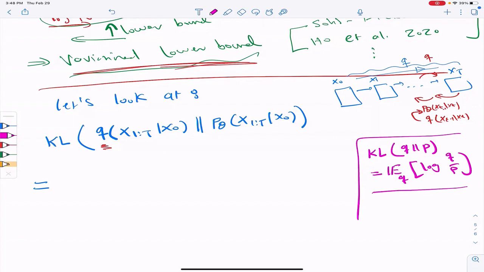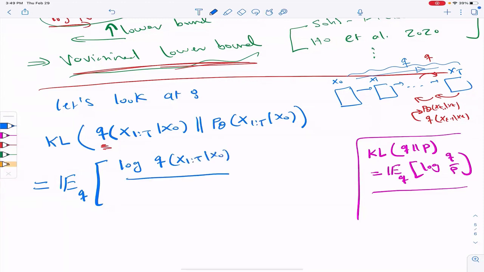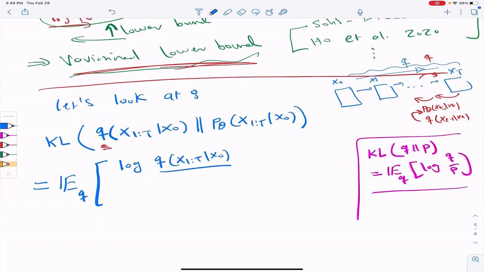Okay, so let's just write this down. Expectation over Q of the log of the first distribution divided by the second distribution. The first distribution is Q of x1 to T given x0, divided by the second distribution, which is p sub theta of x1 to T given x0. Just the definition of the KL divergence.